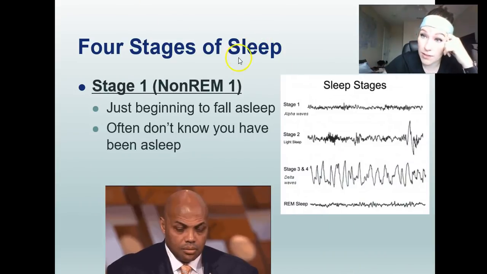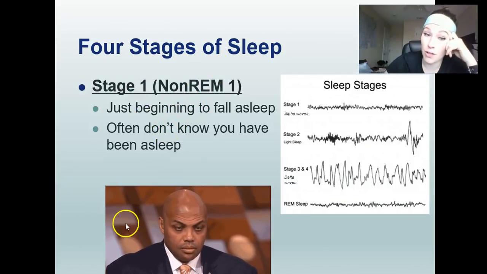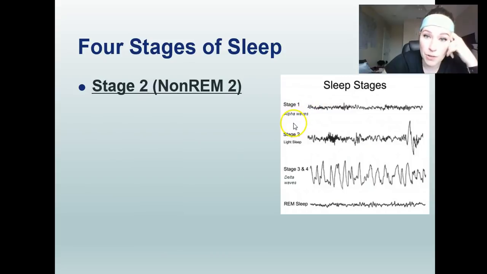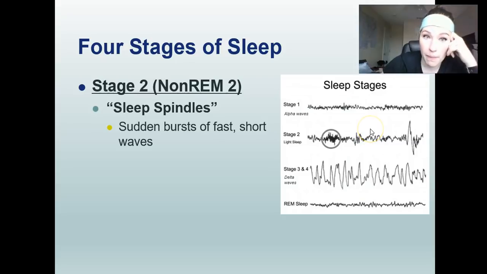So stage 1, right, this is non-REM stage 1. This is when you don't even know that you've been asleep, right? You're like Charles Barkley here, falling asleep without even really knowing it. Or basically when you're just beginning to fall asleep. So you see here, what kind of waves would those be? Alpha waves. Okay, so those are indicative of wakefulness. Sleep spindles, which we get in stage 2 here, are one indication we use that this person is going from stage 1 to stage 2. So they're getting deeper into sleep. All right. So these sudden bursts of fast short waves are called sleep spindles.